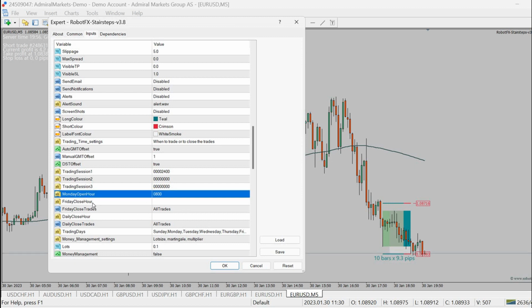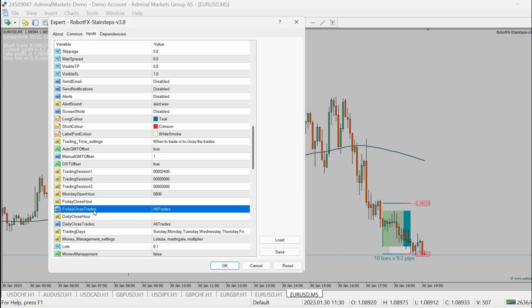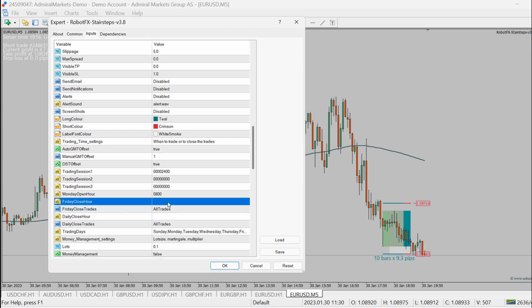And if I want the expert advisor to close the trades on Friday, first of all, I have to choose what trades I want the expert advisor to close: losing, profitable trades, all trades, maybe none. And I also have to choose the Friday close hour. If I don't, the expert advisor will close them at midnight anyway. But I can also choose to close them earlier, at 11 o'clock at night.